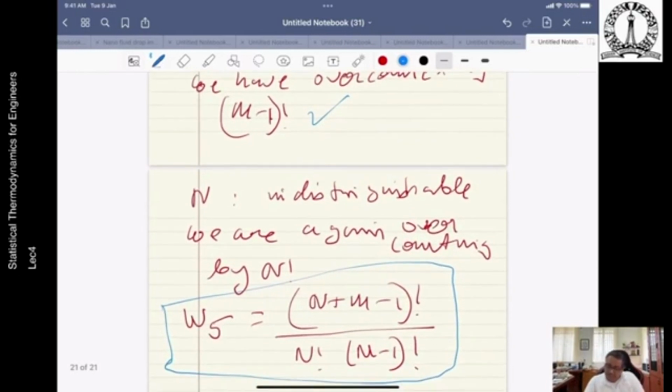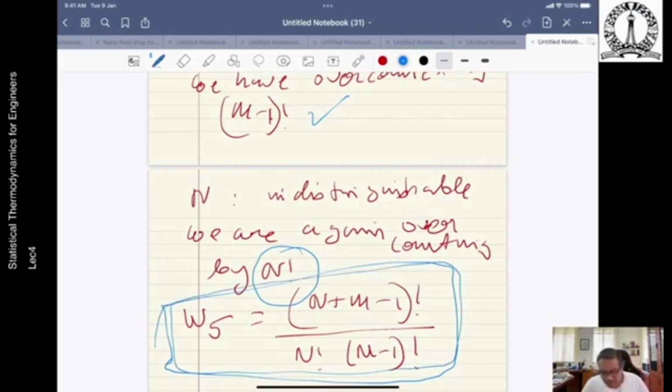Now the objects are also indistinguishable. So therefore, again, the rearrangement among the objects also does not produce anything new. Everything is 1 or everything is 2. So there is no new arrangement that can be made just by changing the objects. So therefore we are again overcounting by n factorial. So this becomes the total number of arrangements that are possible.